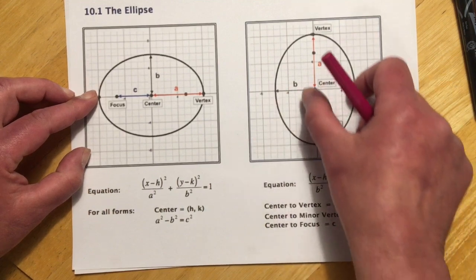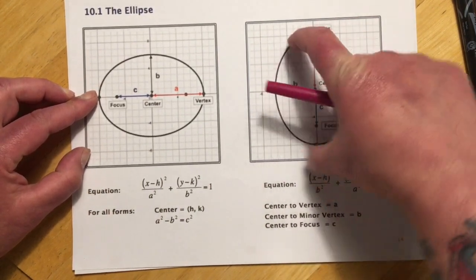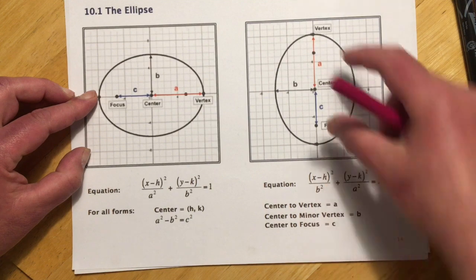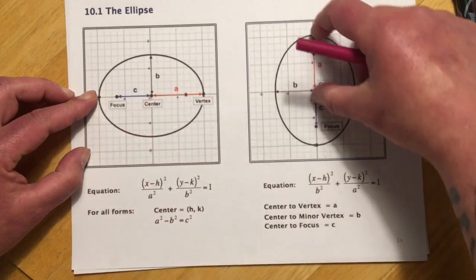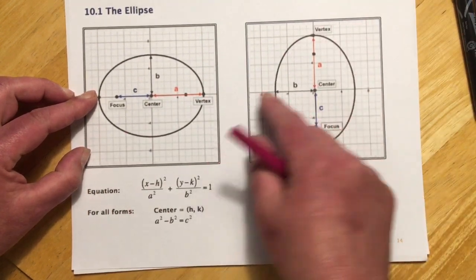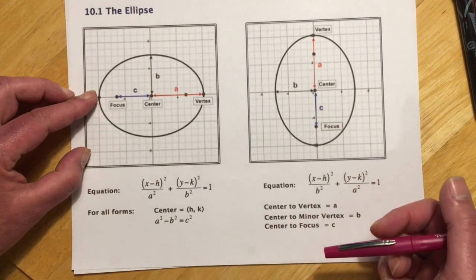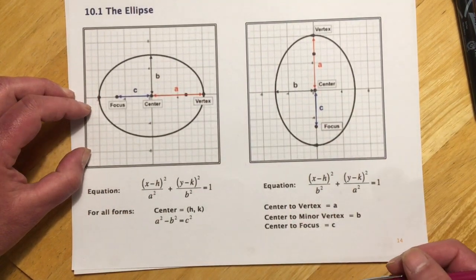Other than that, this is all the same. It's just orientated, rotated 90 degrees essentially. And so now a here went side to side, a is up and down over here. And same thing, b is reversed and c is reversed. Other than that, it has all the same features.